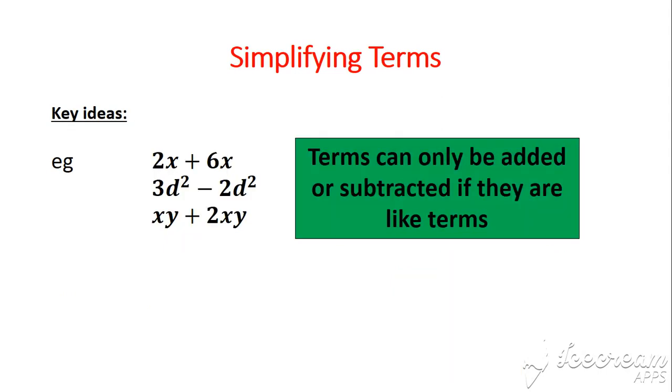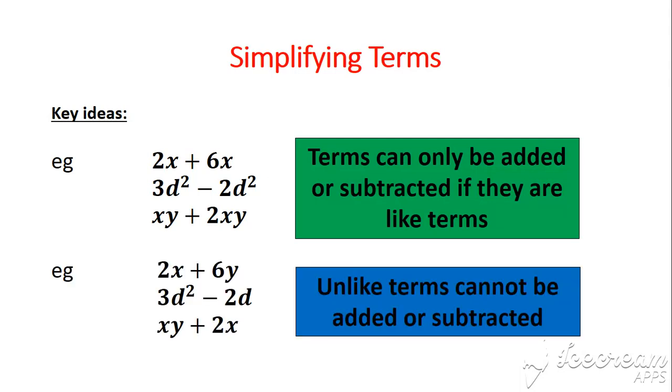Right, what about terms? Terms can only be added or subtracted if they are like terms. And if you have a look at these three examples I've given you, all three examples are like terms, and you can try to add or subtract them to simplify them. However, unlike terms cannot be added or subtracted.